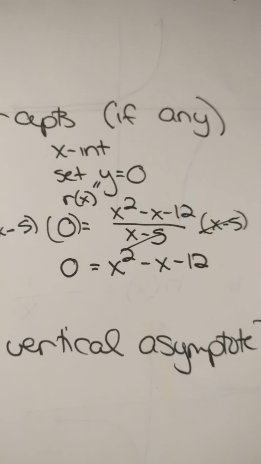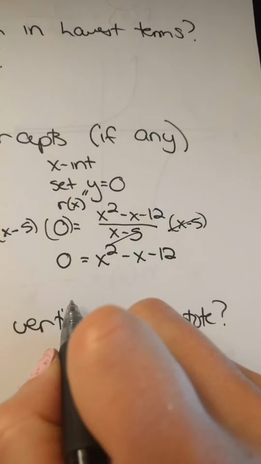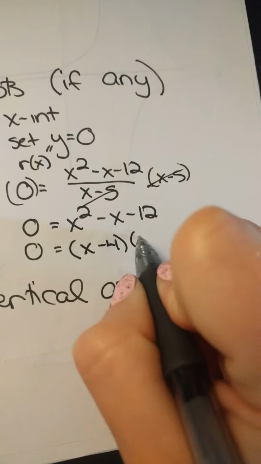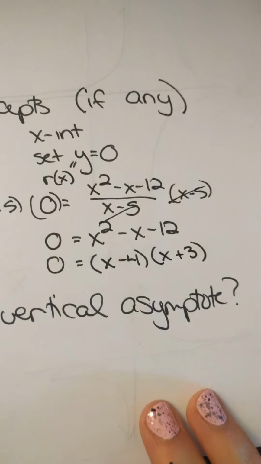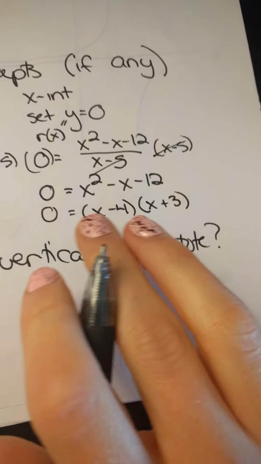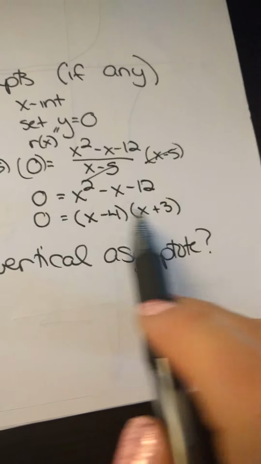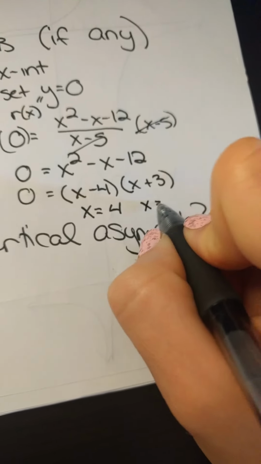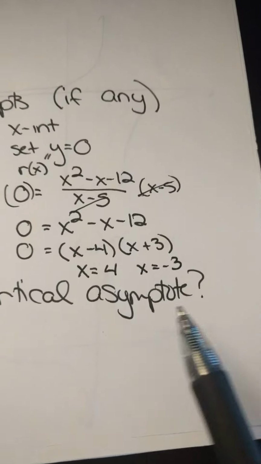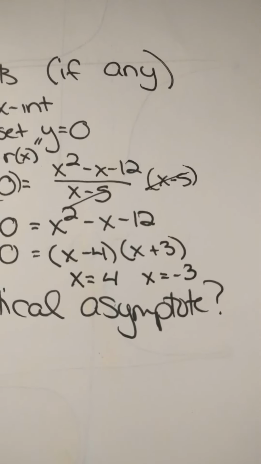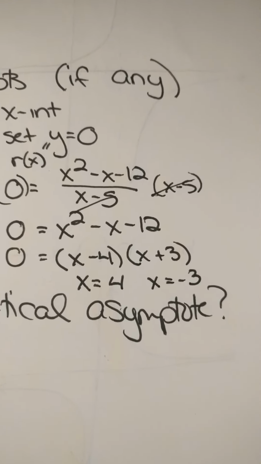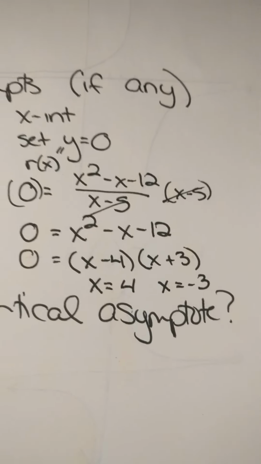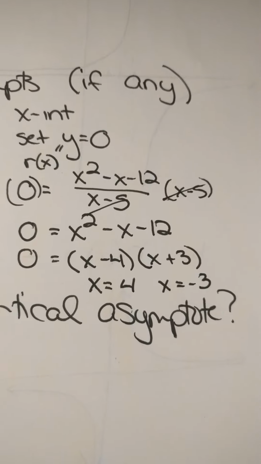Now, this is a regular quadratic equation, so we could go ahead and factor it. This will be x minus 4 and x plus 3. Now remember, in order for a product to be 0, one of these factors has to be 0. So I have two x-intercepts here, x equals 4 and x equals negative 3. Now we said before that in order for there to be x-intercepts, they have to be part of the domain. 4 and negative 3 are indeed both part of the domain.